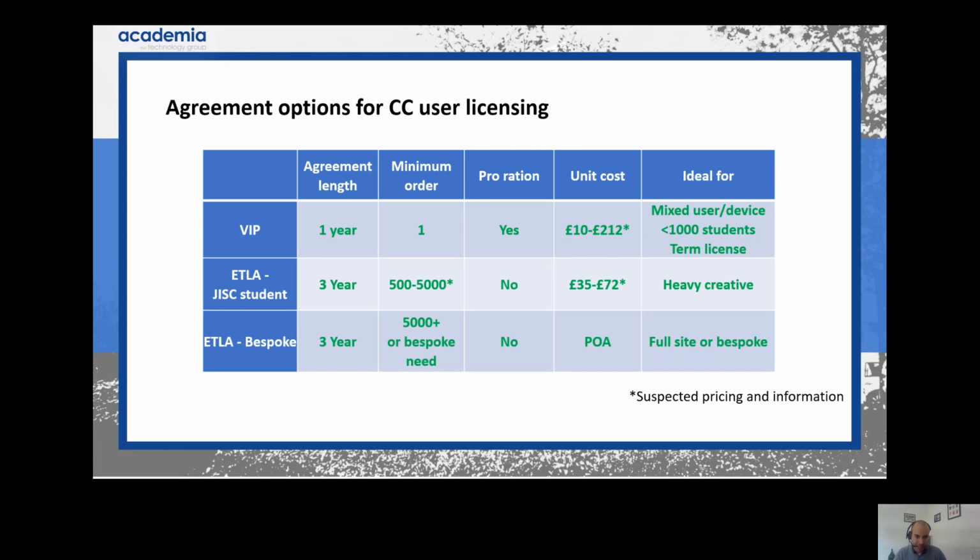So to try and summarize the agreement options, VIP gives you the most flexibility. It tends to have a higher unit cost, but not always, depending on term. And ETLA tends to provide the lowest unit cost, but has the least flexibility when we look at the term, and also when we look at the products made available.